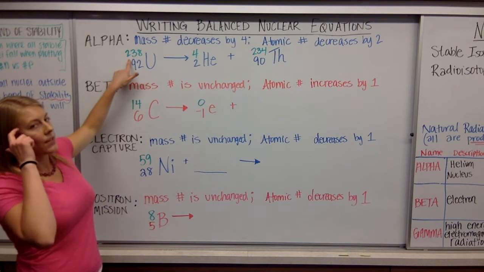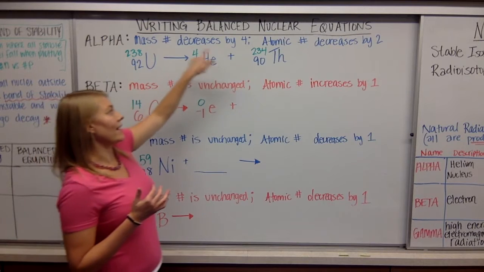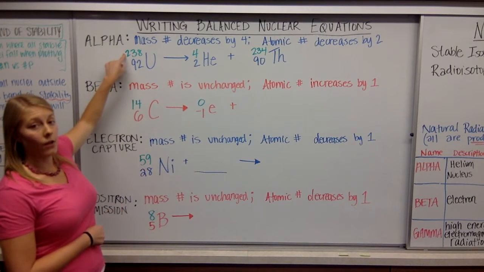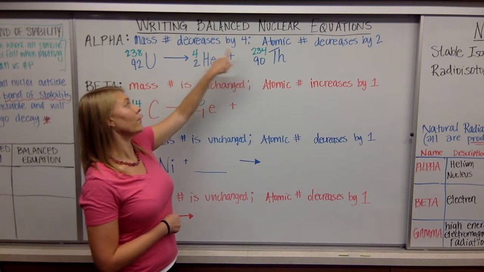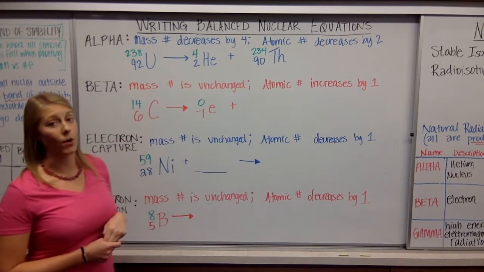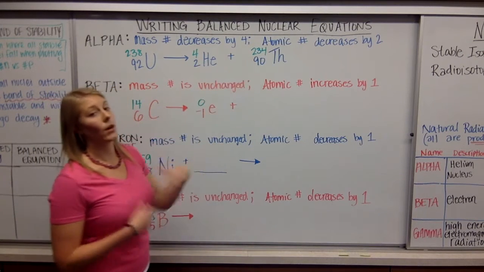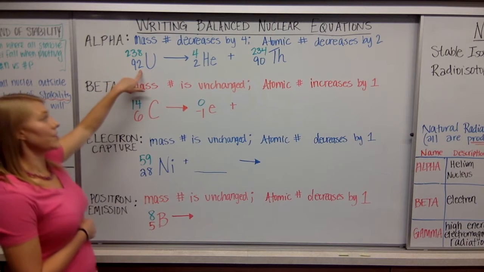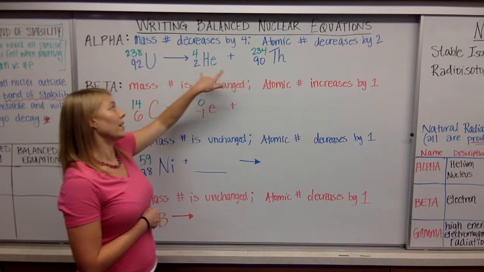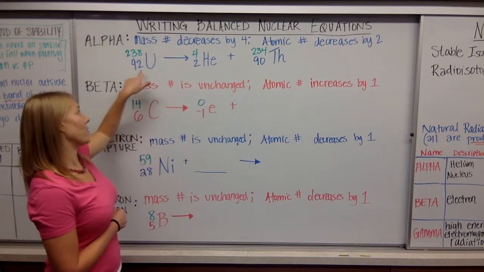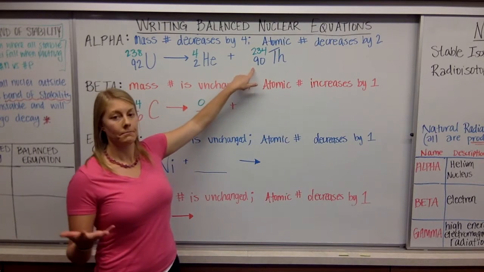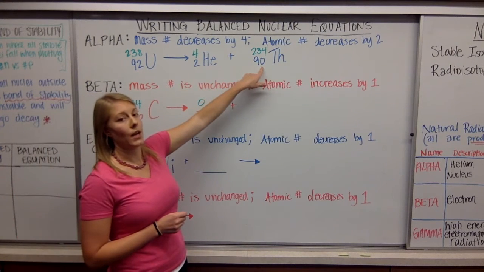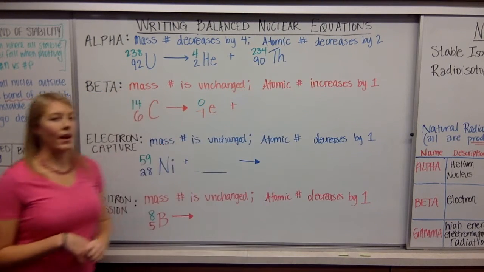To balance these, you need to make sure that the mass numbers on both sides that you see in green are balanced, that they're the same. If I have a mass number of 238 over here, I should have a mass total of 238 on the right side of the equation in my products. 4 plus 234, 238. Same thing with atomic number. My atomic number 92, I need to have the same number of protons in the products as I have in the reactants. So 2 plus 90, 92, and so they're the same. If I look at atomic number 90, that is thorium on the periodic table.